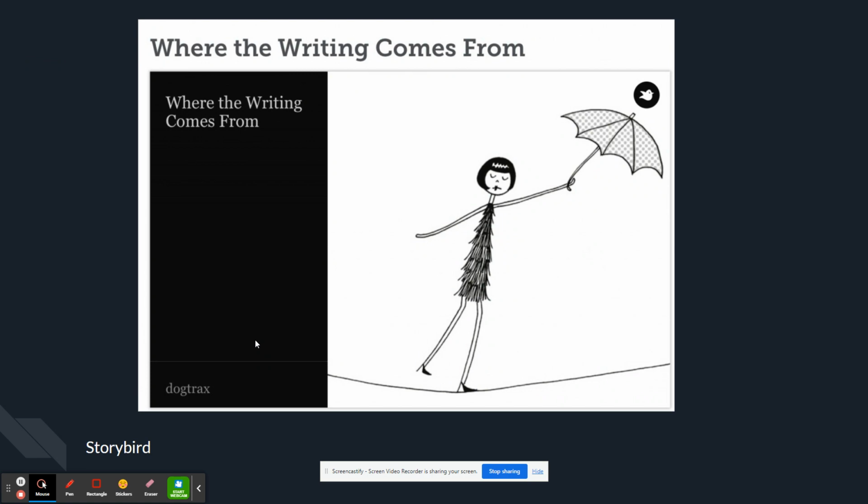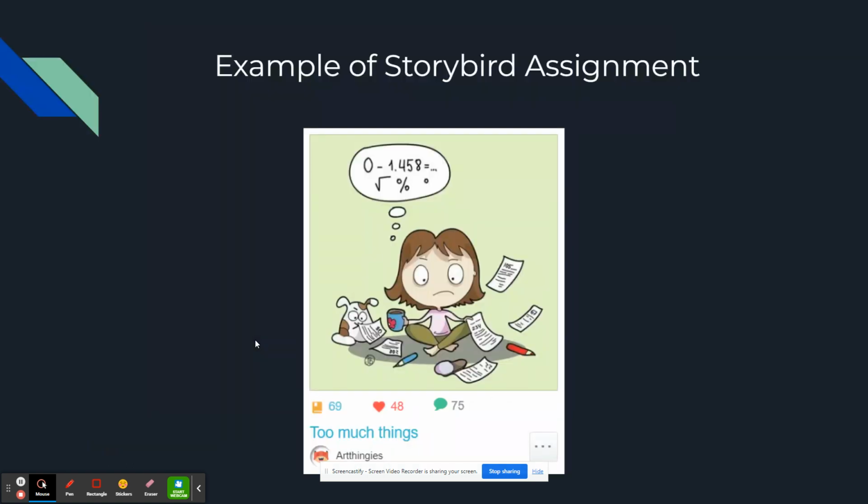Now, this one is called Storybird. This is predominantly used for English and language arts, because basically a teacher assigns an image, and then a student has to write either a short paragraph or an entire essay, to the length that the teacher sets, based on the image that they are seeing. And so a lot of people ask, how can you use this with math?